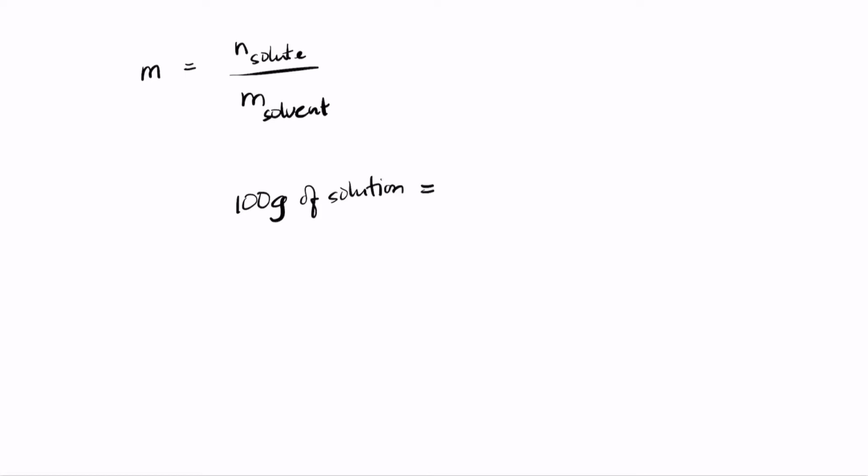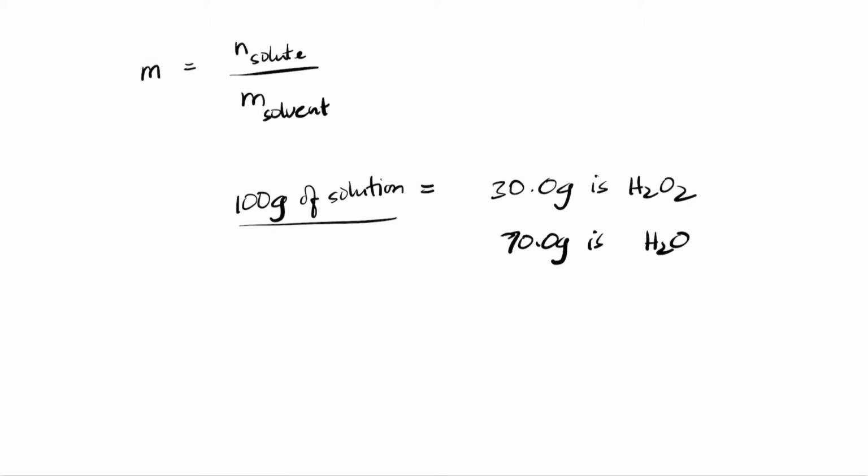If there is 100 grams of solution, and this is 30% by mass, which means 30 grams is H2O2 and 70 grams is H2O, water. Because notice that it said that it's an aqueous solution. Now, based on this assumption that it's 100 grams of solution, use the principle here to calculate the molality of this particular solution.